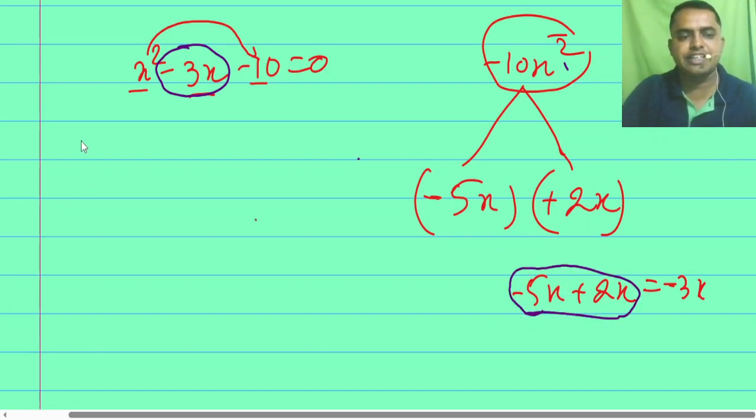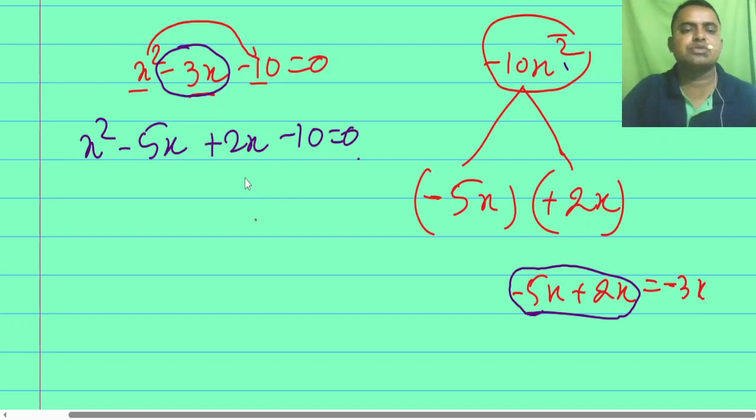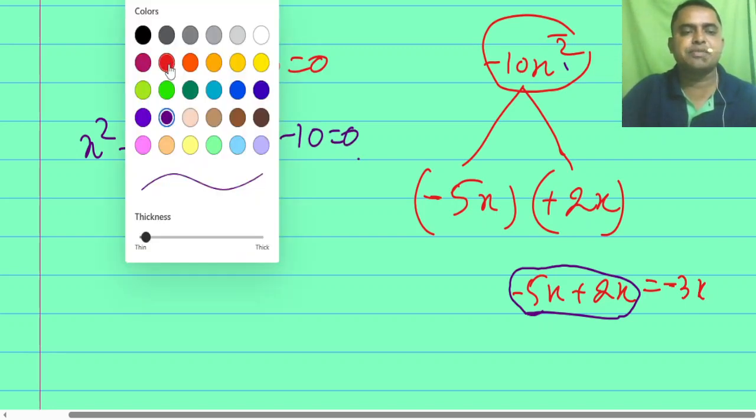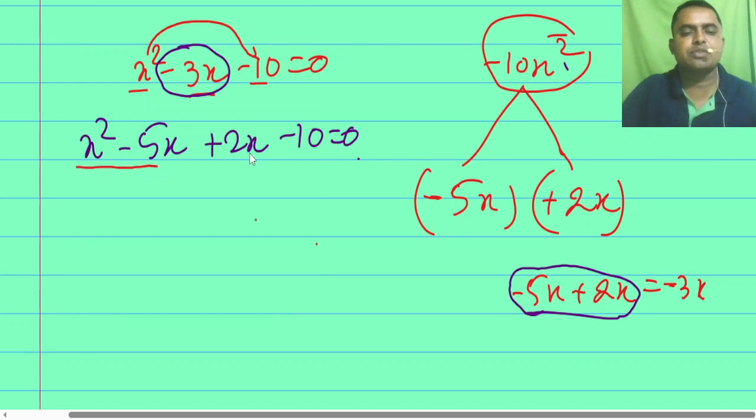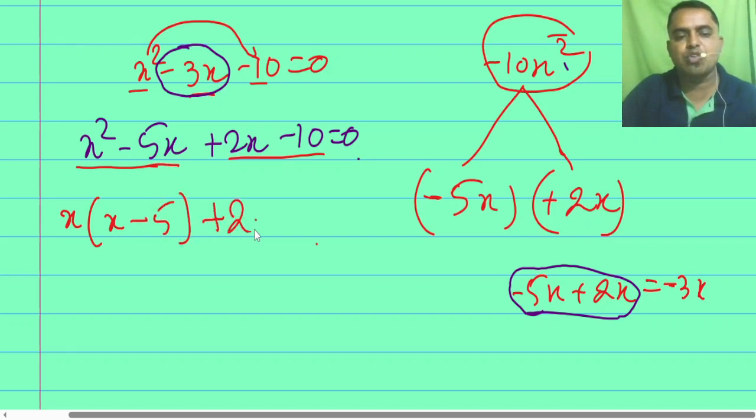Now x square as it is, minus 5x plus 2x minus 10 is equal to 0. Now in the next step, we group this one group and this one group. In the first group, I am taking x common. After taking x common from x square, x remains, and from minus 5x, minus 5 remains. Here I am taking plus 2 common, and from 10, 5 remains, 2 fives are 10, is equal to 0.